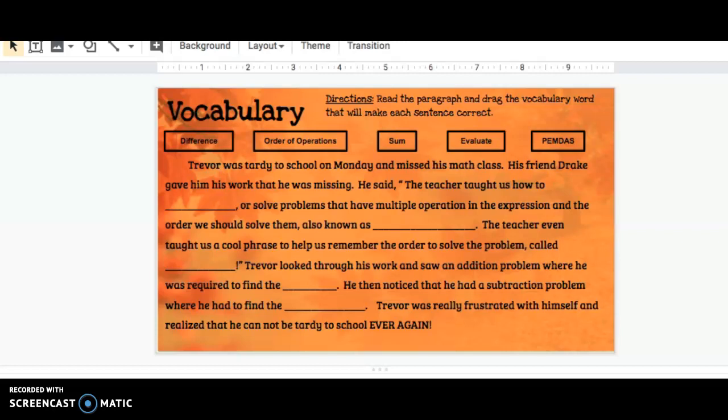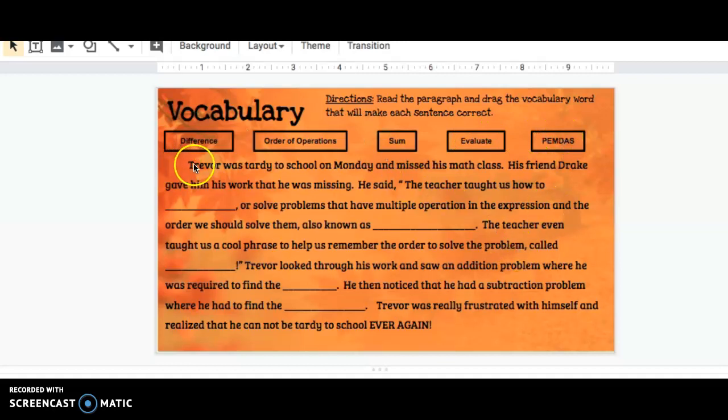Okay, so let's go over vocabulary. Our directions for today are to read the paragraph and drag the vocabulary word that will make each sentence correct. So we have our vocab words for the week. We have difference, order of operations, sum, evaluate, and PEMDAS.